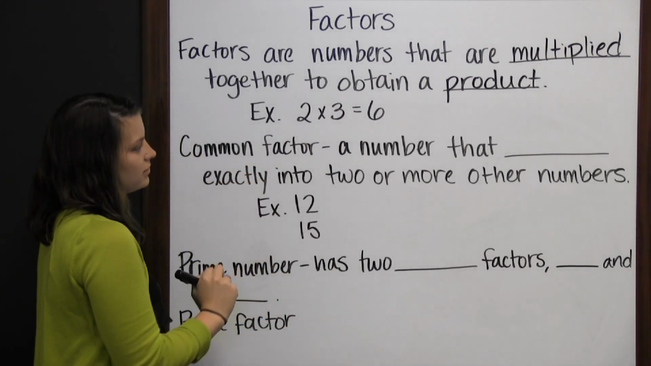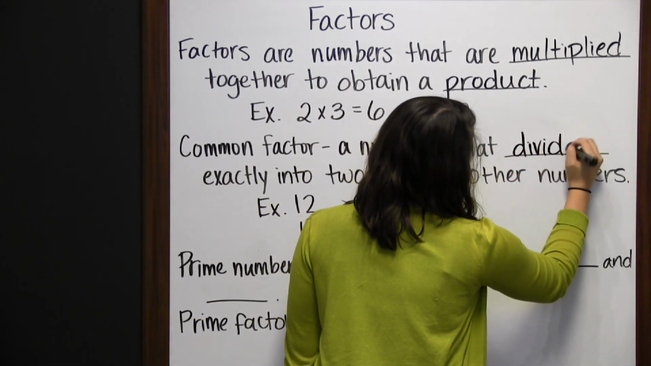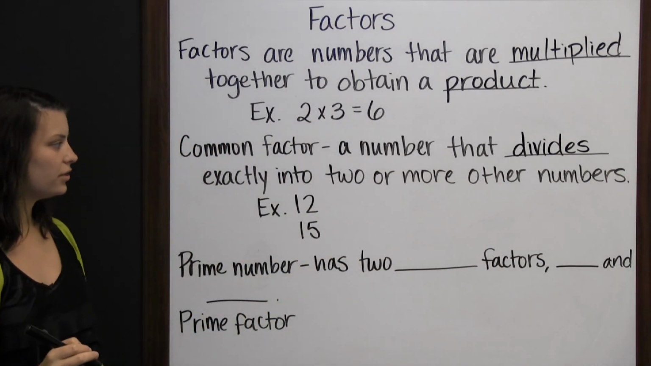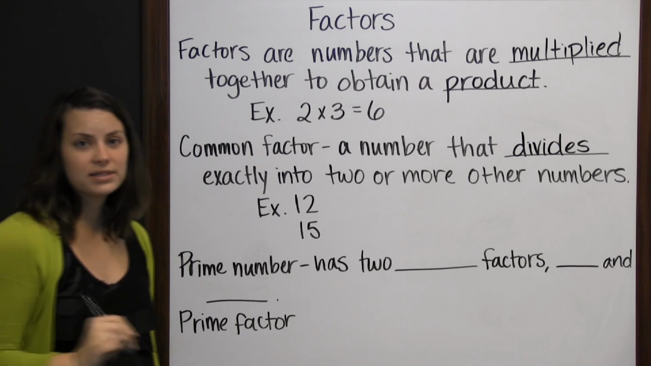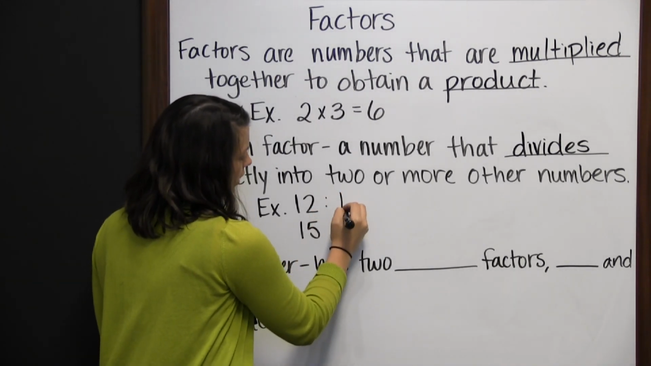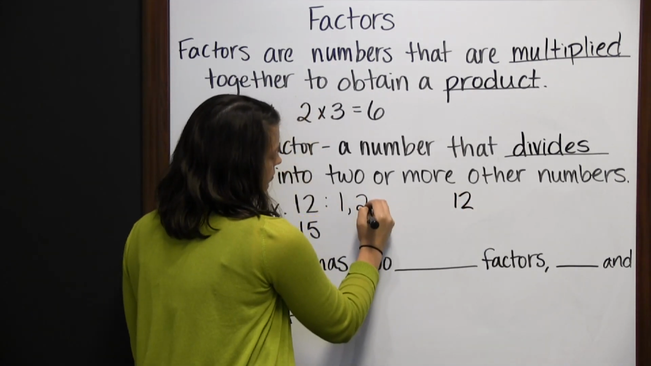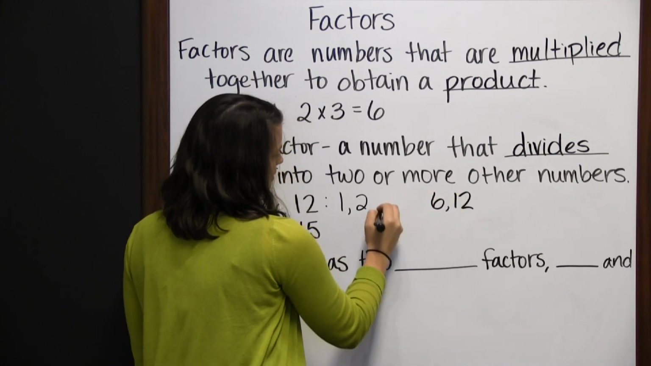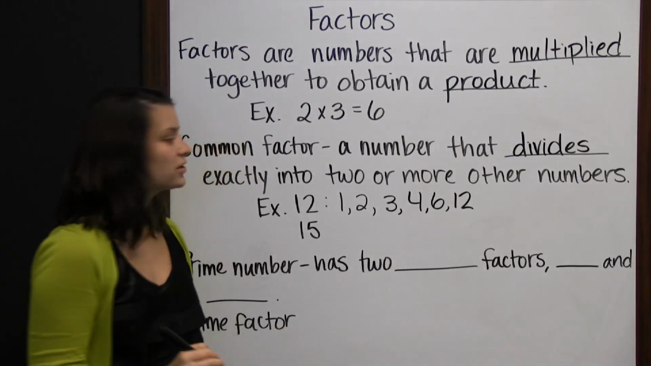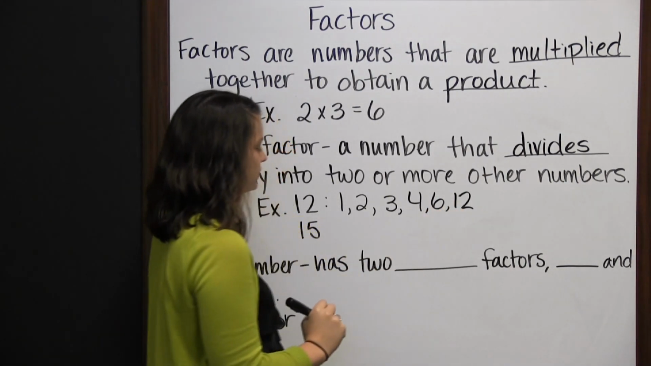Common factor, a number that divides exactly into 2 or more other numbers. For example, the factors of 12 are 1 times 12, 2 times 6, and 3 times 4. So the factors of 12 are 1, 2, 3, 4, 6, and 12.